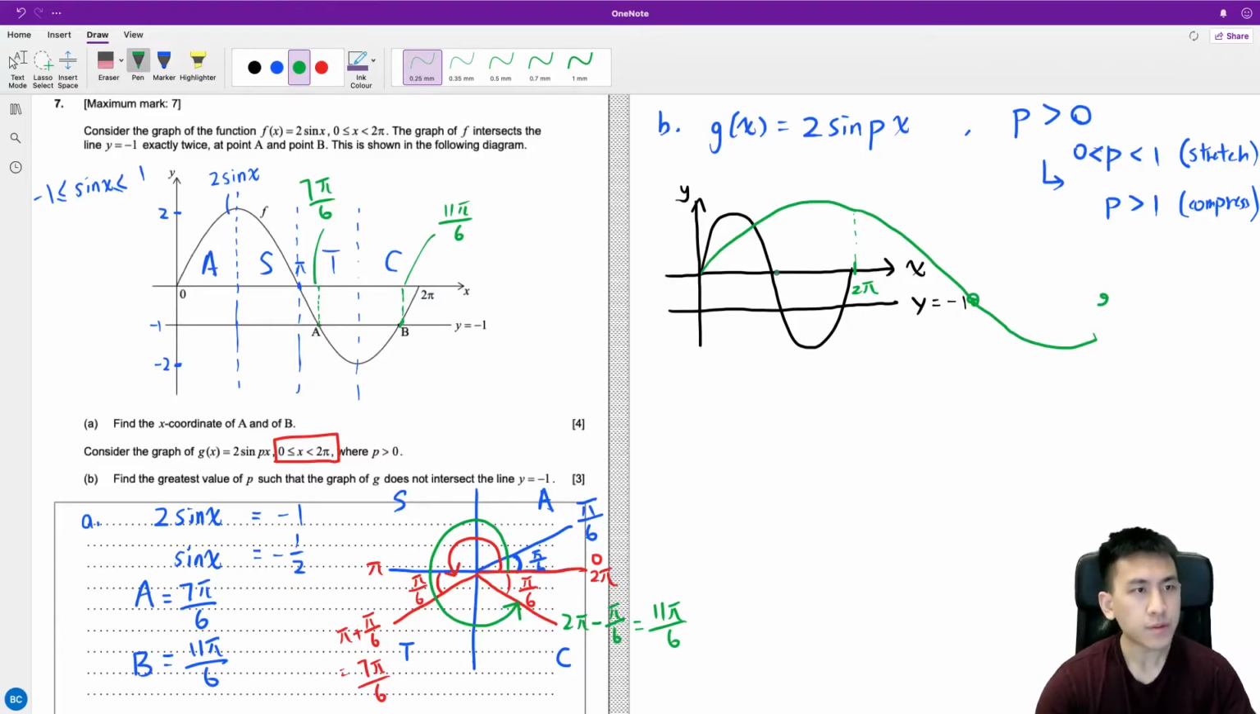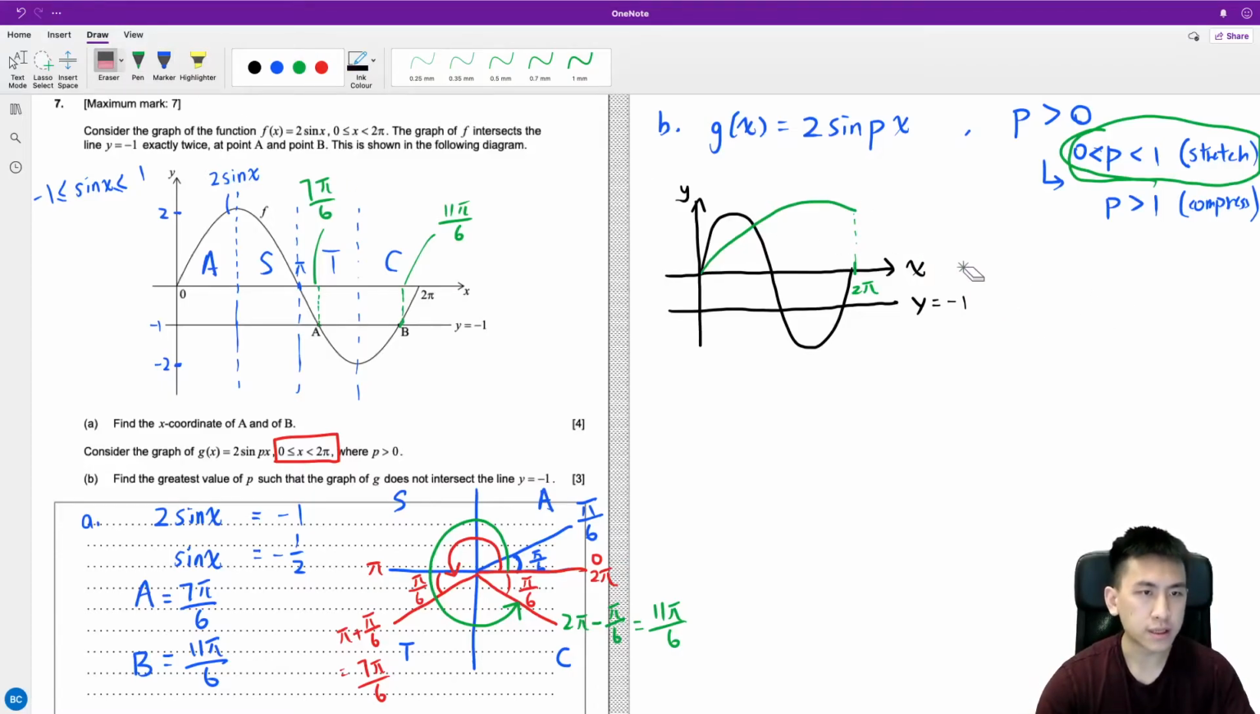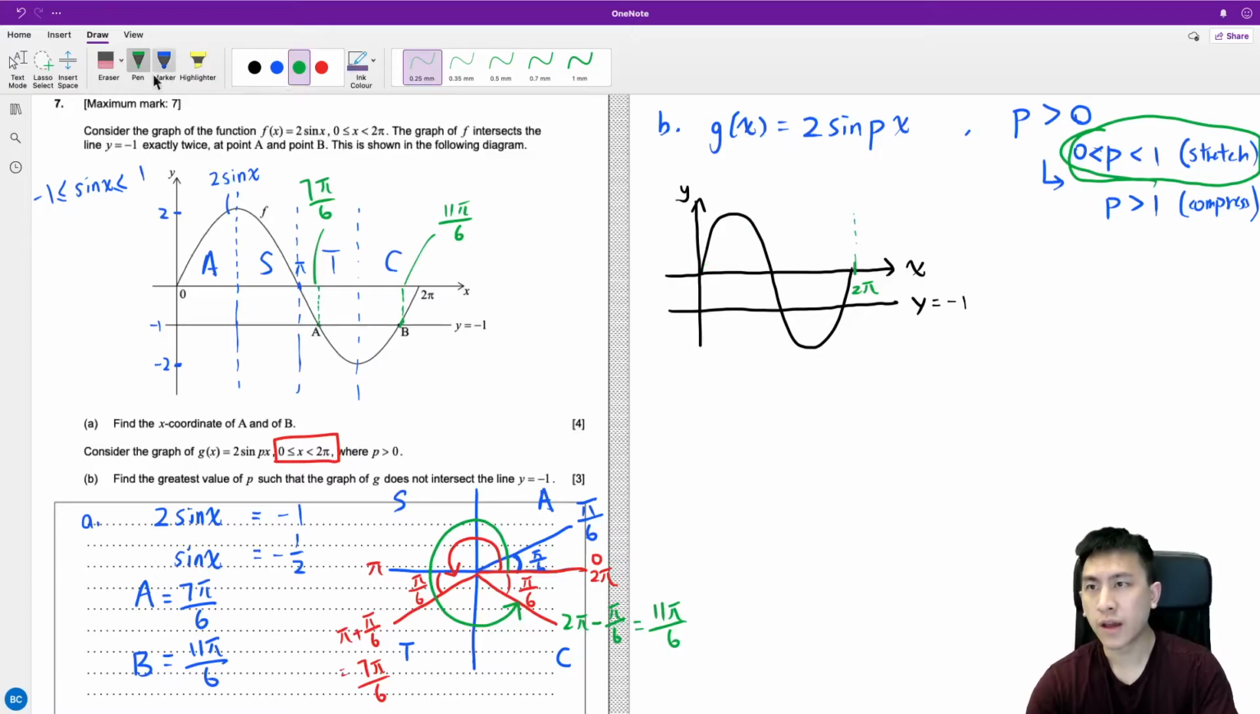So therefore, we know p is going to be a fraction between 0 to 1, right? It's going to be between 0 to 1. It's going to have to be a stretch, yeah? So then look at the question, right? Let me just erase this line. So the question is looking for what? They're looking for the maximum value of p.